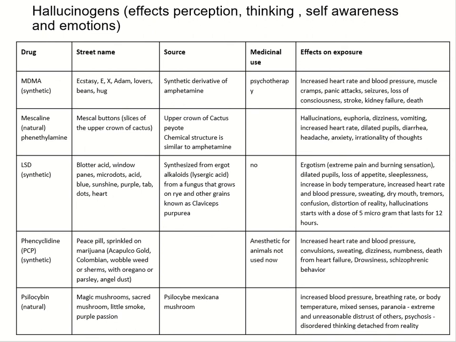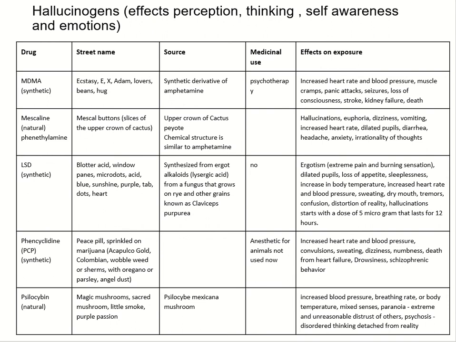PCP or phencyclidine. It is also known as peace pill, and when it is sprinkled on marijuana, it is known as Acapulco gold, Colombian, wobbleweed or sherms, with oregano or parsley, angel dust.